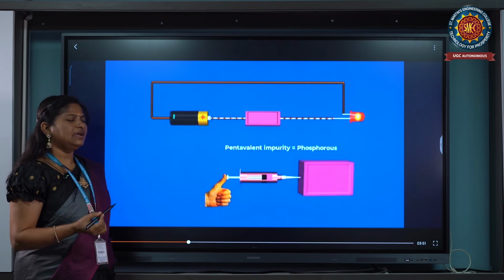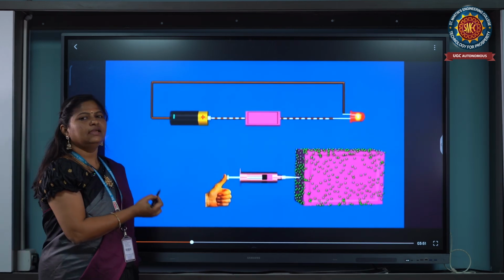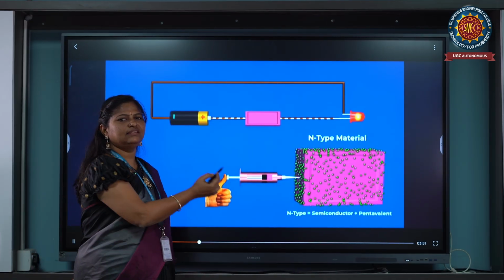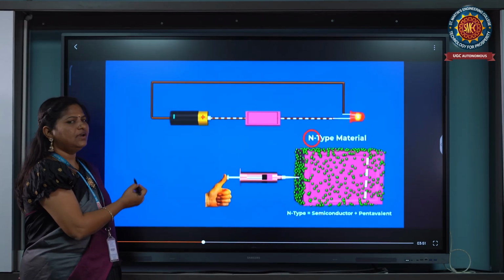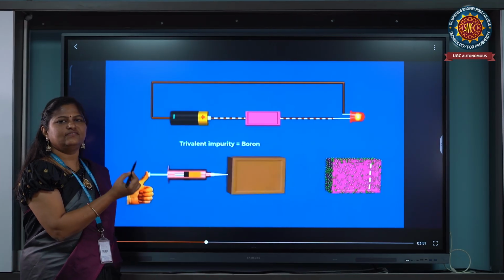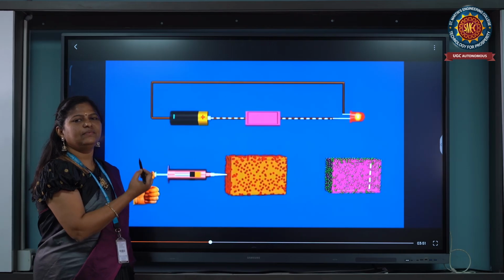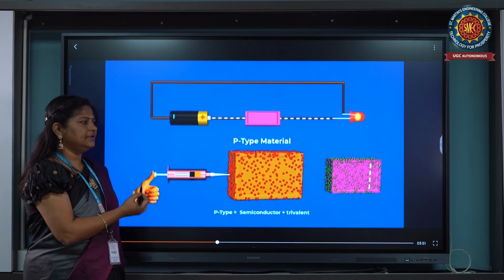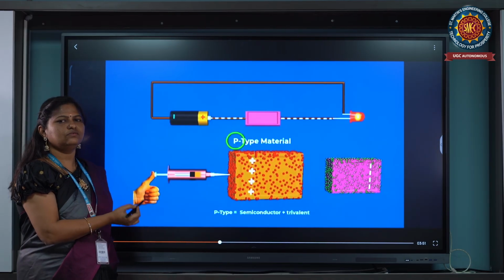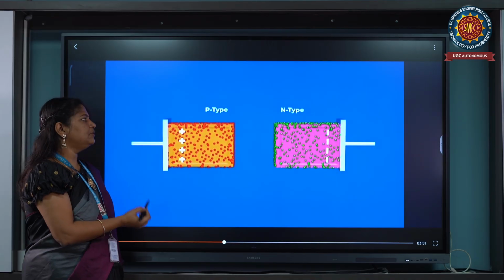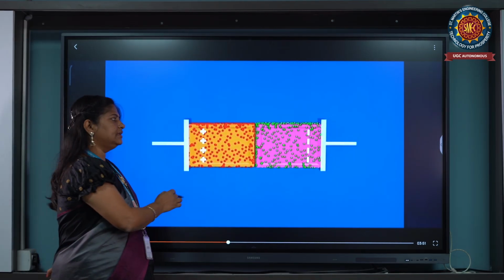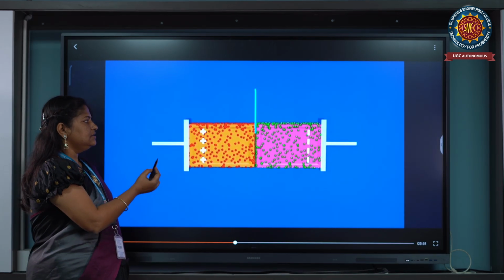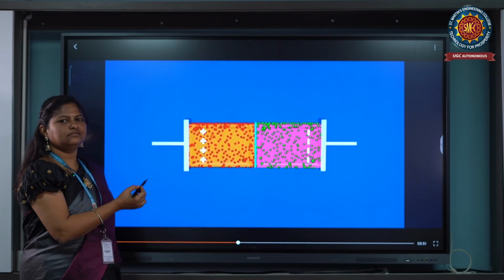If we inject pentavalent impurities, it forms the N-type semiconductor, which creates free electrons. It has negative charge carriers, and the material we call an N-type semiconductor. If we inject trivalent impurities, it creates a number of holes, and the material we call a P-type semiconductor. These P-type and N-type semiconductors are used to form the PN junction diode. Whenever we join the P-type and N-type semiconductors together, it forms the junction, which is where these two materials meet each other.